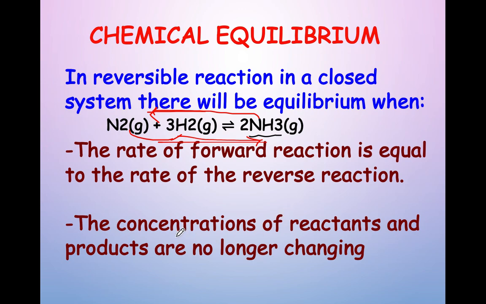Also, if the concentrations of reactants and products are no longer changing, they are constant. The nitrogen, hydrogen and ammonia in a closed system will stay at constant concentrations, and none of them will become more than the others. At that time, we can consider that the reversible reaction is at equilibrium.